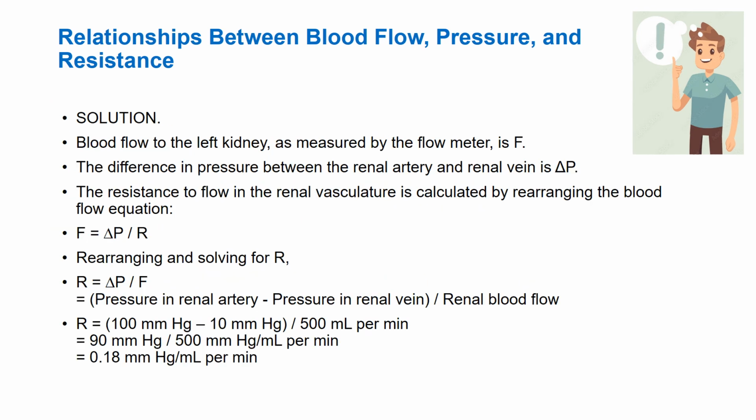Solution. Blood flow to the left kidney, as measured by the flow meter, is F. The difference in pressure between the renal artery and renal vein is delta P. The resistance to flow in the renal vasculature is calculated by rearranging the blood flow equation F equals delta P divided by R, solving for R: R equals delta P divided by F, equals pressure in renal artery minus pressure in renal vein, divided by renal blood flow. R equals 100 mm of mercury minus 10 mm of mercury, divided by 500 milliliters per minute, which is 90 mm of mercury divided by 500 milliliters per minute, which is 0.18 mm of mercury per milliliter per minute.